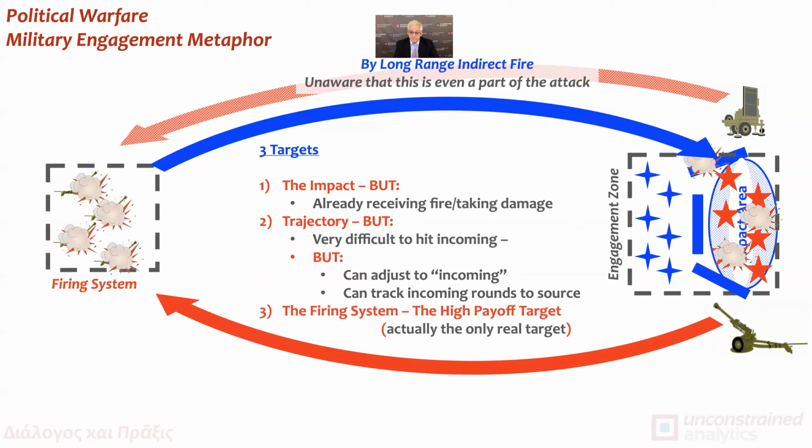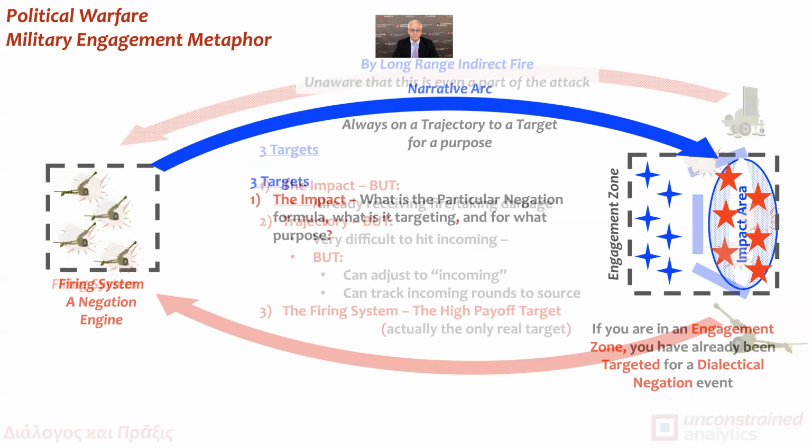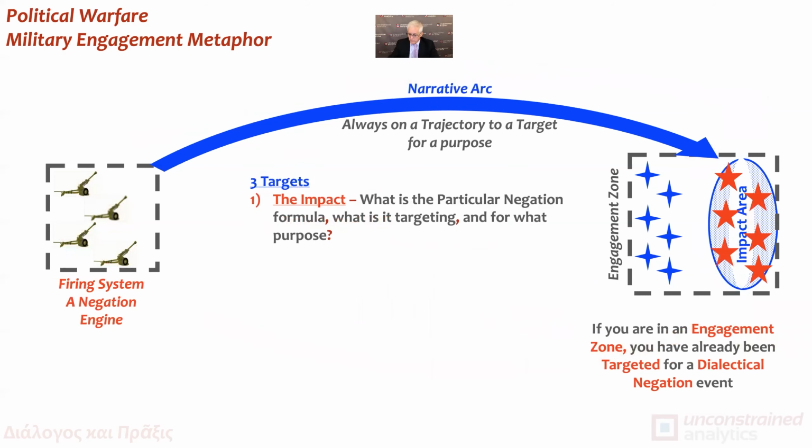So what's the third? What are the three targets? The firing system. That's the high payoff target. Actually, in our political warfare paradigm, it's the only target. And you see, you're in that impact zone in the close engagement, and you're not aware that it's even there. So you're not doing your counter battery fire to see what the long range fire is, and therefore you're not countering it. So let's take a look.